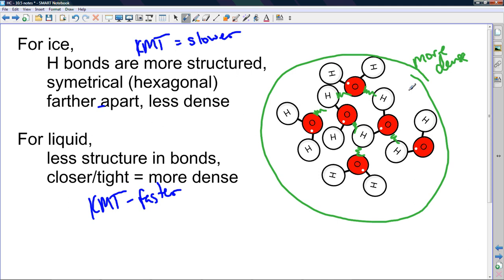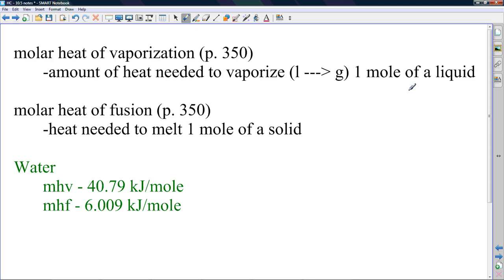The last thing we'll talk about is one calculation that's important. When we get into later chapters and specifically talk about energy and thermodynamics, we'll revisit this. But here's something good to learn about water. Two things. One is called the molar heat of vaporization, and the other is called the molar heat of fusion. Quite simply, it is the amount of heat or energy needed to vaporize a mole of liquid or to melt a mole of ice.